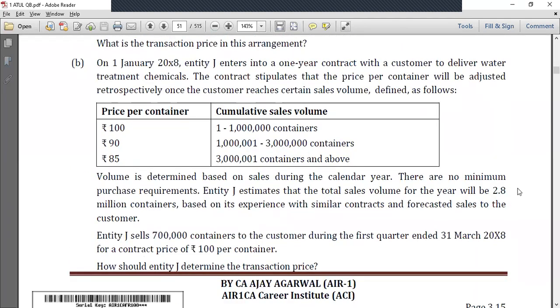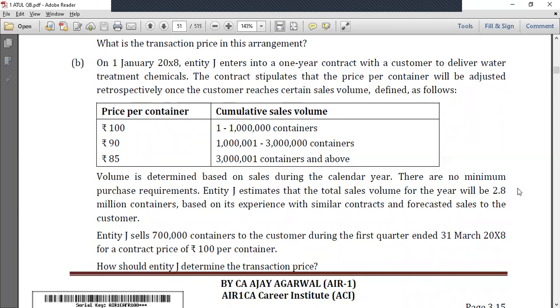So this is question 28. And the other question is: on 1st January 2018, entity I entered into a 1 year contract with the customer to deliver water treatment chemicals. The contract also stipulates that the price per container will be adjusted retrospectively from the beginning. When will it be adjusted? When the customer reaches a certain sales volume defined as follows.